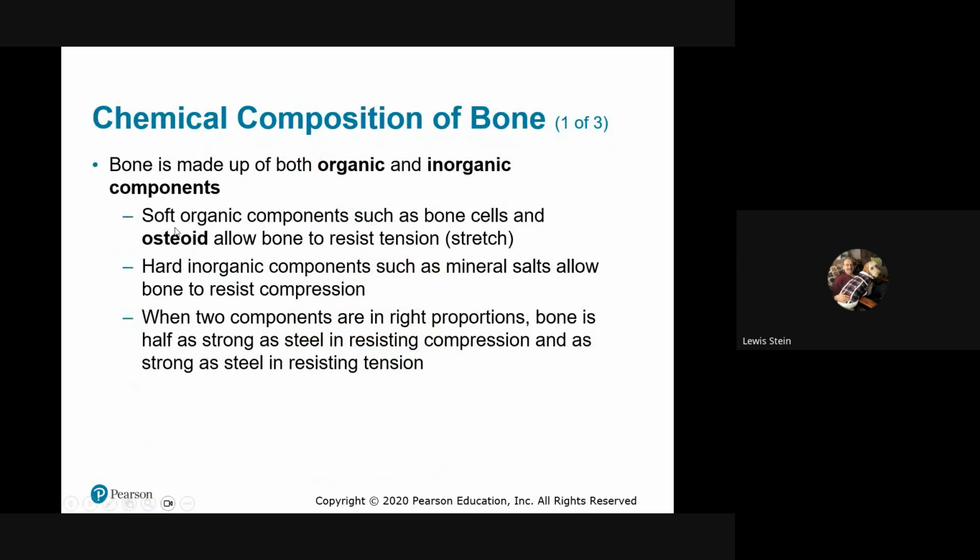Here are the organic components, without the calcium and magnesium salts, called osteoid. They're soft, allowing stretching, and the hard mineral salts resist compression. So they both have a role. This is very telling. Think bone. When the two components are in the right proportions, you have normal healthy bone. Bone is half as strong as steel in resisting compression. Take a comparable piece of steel and a comparable piece of bone, and when you apply half the pressure needed to crush the steel, the bone's still intact.